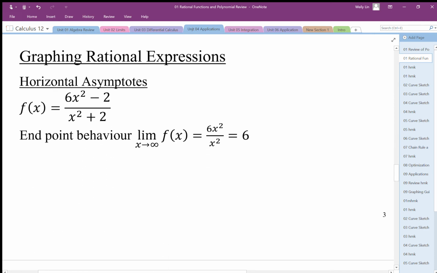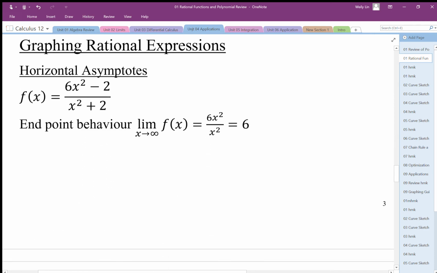So how do we graph these rational expressions? The example I've given you here is 6x squared minus 2 over x squared plus 2. What does that look like? Well, this does not have a vertical asymptote, so what we want to look at is the horizontal asymptote. The horizontal asymptote is an endpoint behavior, so we're going to look at what happens as x gets really, really big. Well, the -2 and the +2 essentially become insignificant.